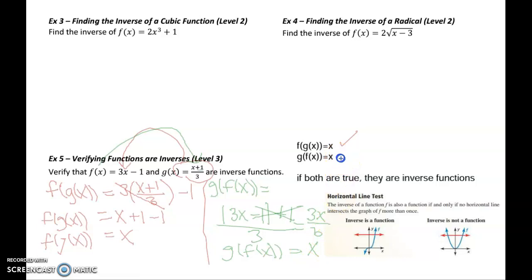equals x. That's true. So the reason it needs to equal x is because these lines reflect over the line y equals x. So here's the y equals x. So this is what we're doing for inverse functions.